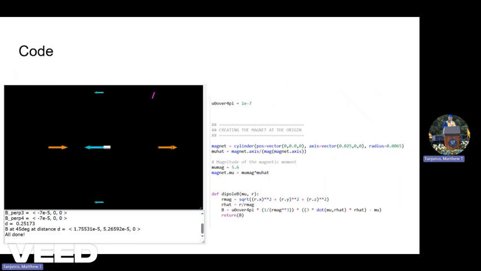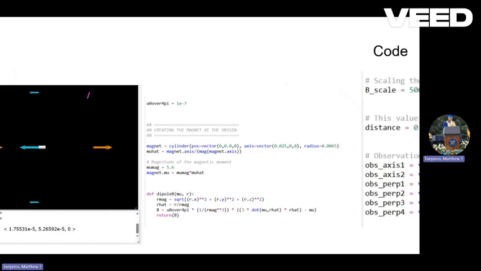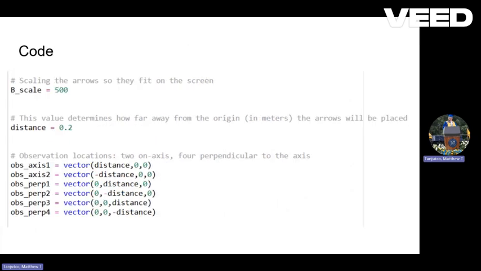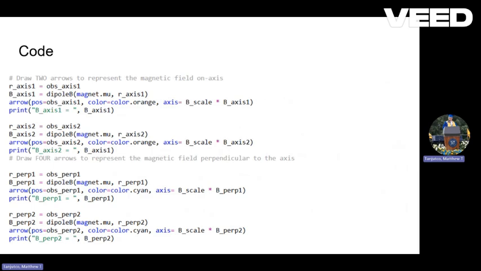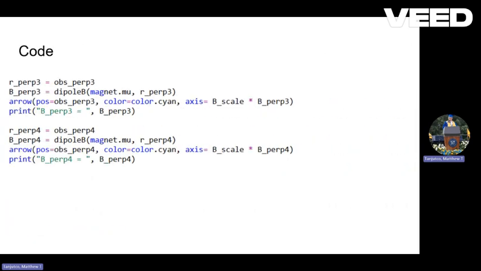So here's the code we got. This is just showing the magnetic field of the magnet itself. And we have values we calculate, including the magnetic field at 45-degree distance, which is relatively similar to what we got in experiment. And there's the code for initial values and magnetic field calculation. We have code for showing the vectors, scaling them, code for calculating the vectors, more code for calculating the vectors again.